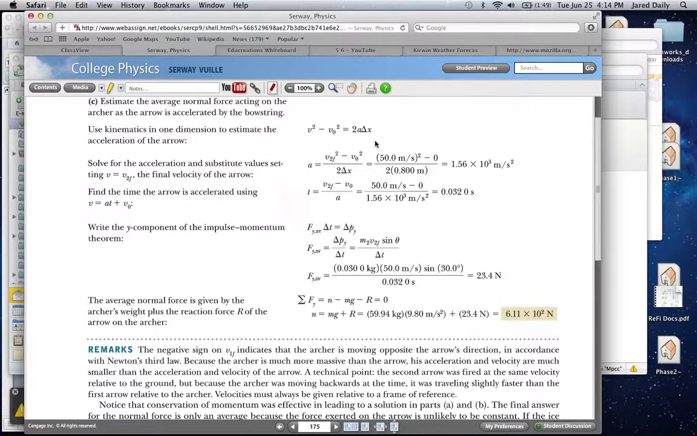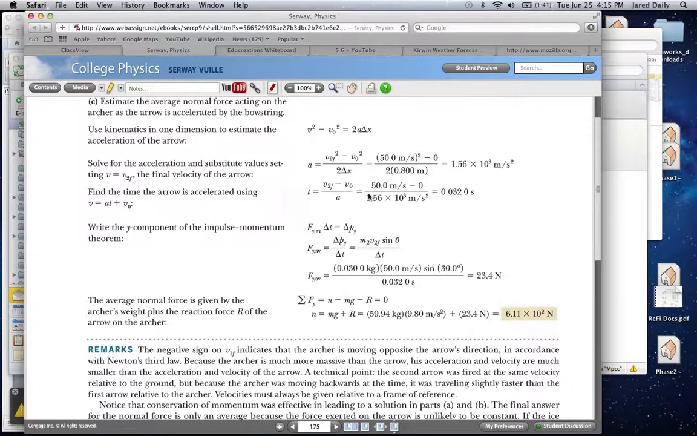So that's a kinematic equation from chapter 4. You can use that equation to calculate the acceleration. And once you've got the acceleration, then you multiply that by the mass and you get force. And that's exactly what they do here. They also want to know the time. We're going to need to know the time that it takes.